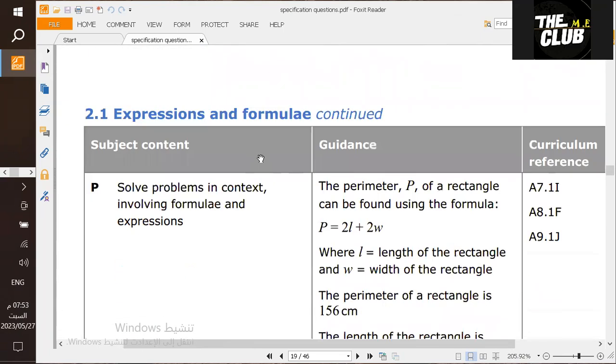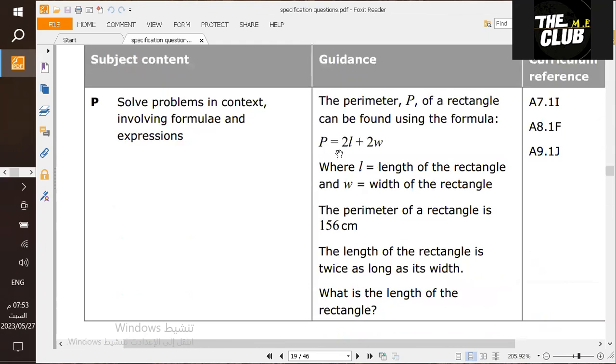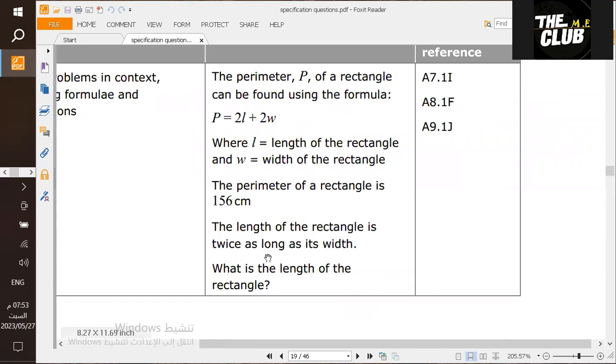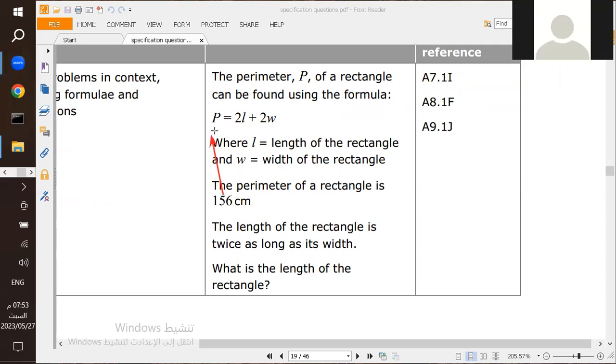Here we have solving problems in context involving formula expressions. Here it means it gives me word problems with a formula. The perimeter P of a rectangle can be found using this formula, where L is the length of the rectangle and W is the width. The perimeter of a rectangle is 156, so we put 156 instead of P. The length of the rectangle is twice as long as its width.